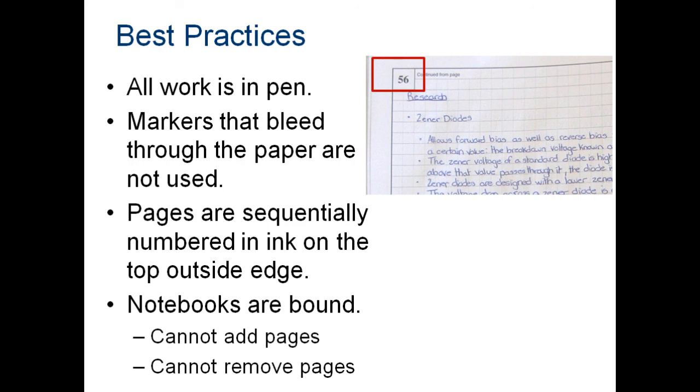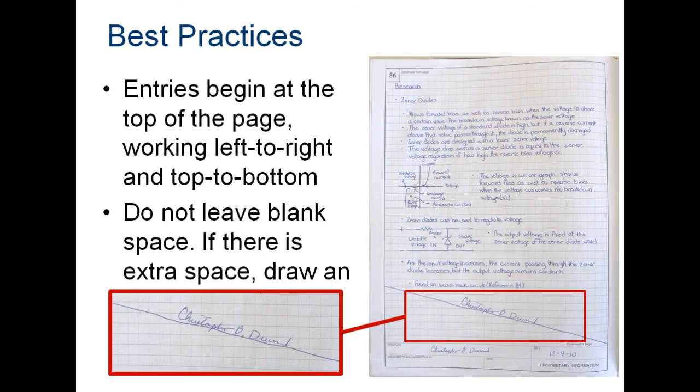Some of our other best practices, entries beginning at the top of the page, working left to right and top to bottom, and then do not leave blank space. If there's an extra space, you draw a line, okay, and sign over that. If you're working in a column and you work down and there's space in the right top corner, you can't put anything in there. You've already gone beyond that spot. Okay? So you draw a line through it and you sign it.